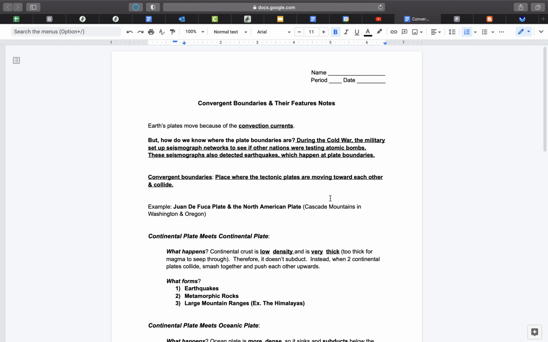There are plates all over the world, and some are bigger, some are smaller, but when and where they interact with one another, that is where we get this interesting variety of geologic features and also geologic events, things like volcanic eruptions and earthquake events. So we're talking mostly about the type of plate boundary where plates are coming towards one another and then interacting depending on what type of plates are involved.